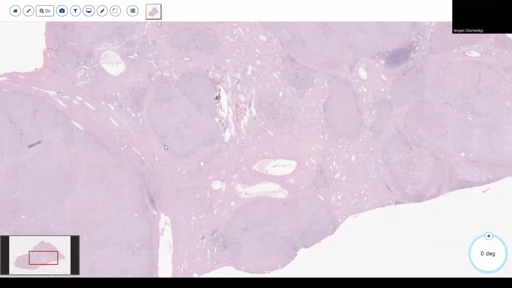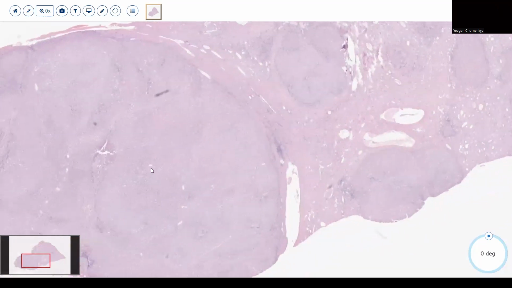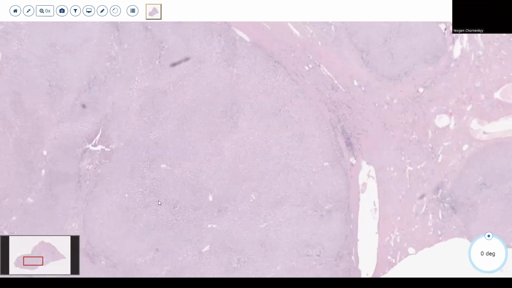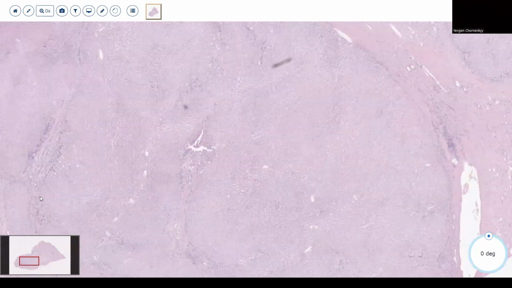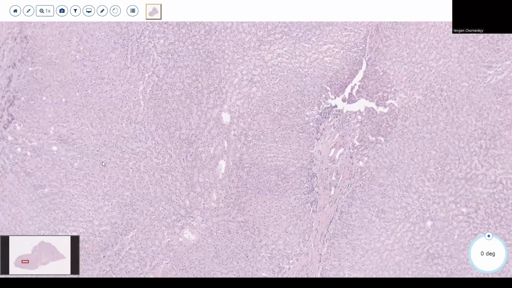Do you have any areas that you want to zoom in around? I guess we can do it on the bigger nodule, just to check it out, and then we can move to the.